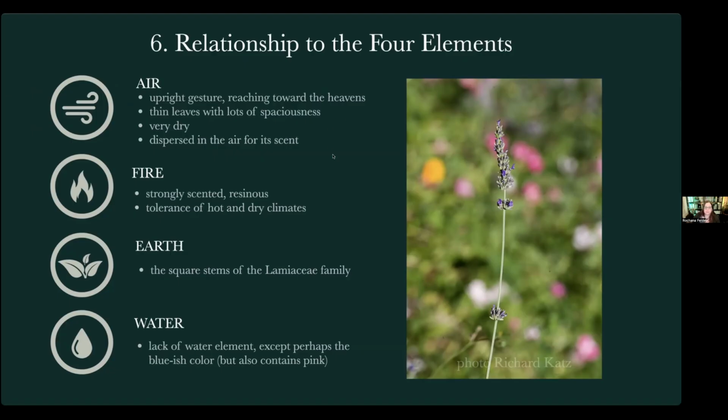I think there's less of an earth element, even though it's part of the Lamiaceae family and it has those square stems. And then even less of a water element, really kind of a lack of a water element, except if you consider the color. Depending on how blue it is, blue can be an indicator of the water element. But with lavender in general, it runs this gamut between blue, we'll talk about that in a minute with the color, but there can be pink in there, which is also a derivative of red. So that also kind of balances it out, in my mind.